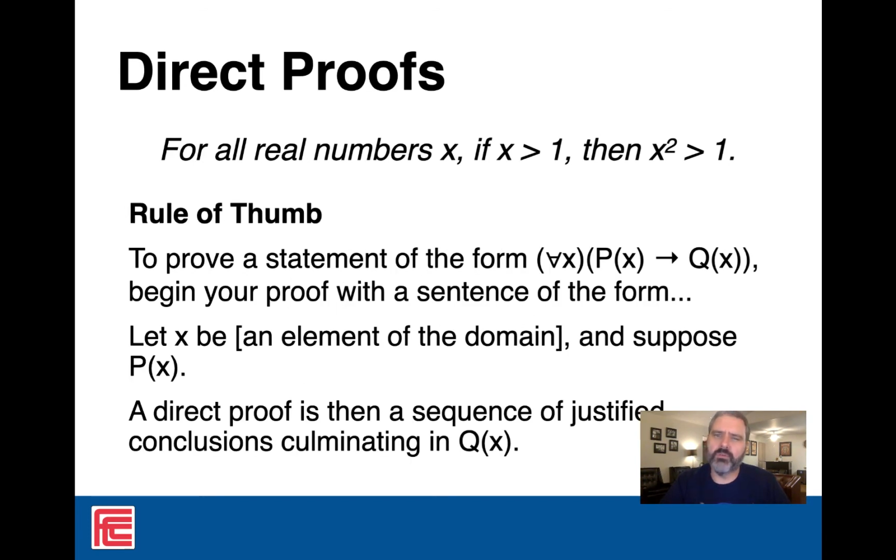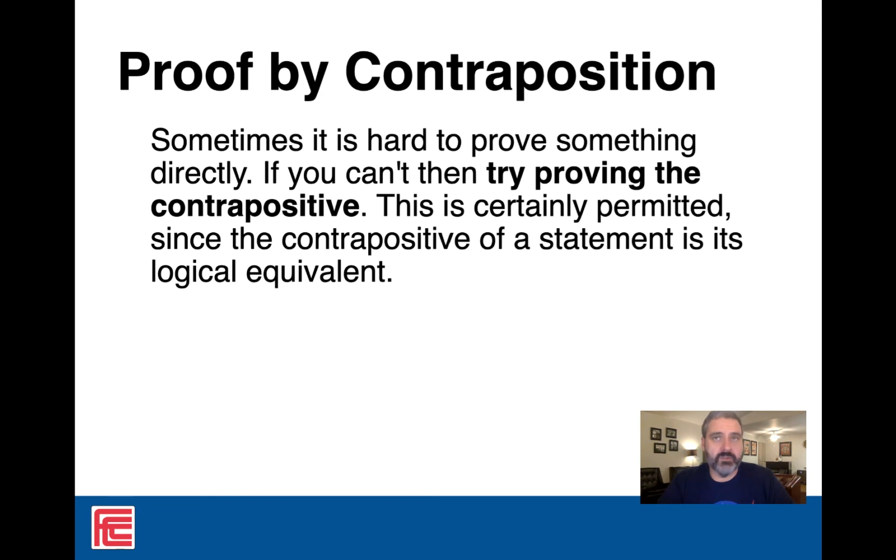That's your rule of thumb when doing a direct proof. For any statement, for all x, P of x implies Q of x, you're going to want to write a sentence that looks like: let x be an element of the domain. In this case, let x be a real number. Let x be a positive integer. Let x be whatever population of things you're talking about. And then suppose P of x, the thing to the left of the implication. In this case, if x is greater than 1 then x squared is greater than 1, so x is greater than 1 is P of x. We say, let x be a real number and suppose that x is greater than 1, which is exactly what we did. And then we work through a series of rules and axioms until we get to the thing we're trying to prove. Direct proof.